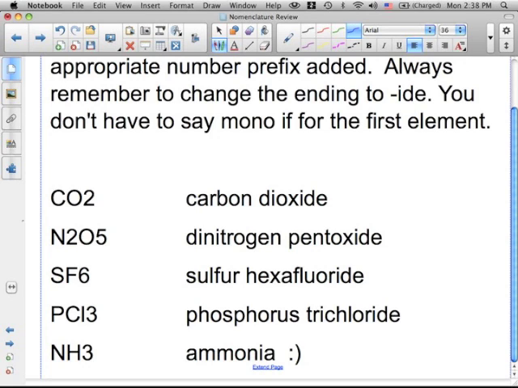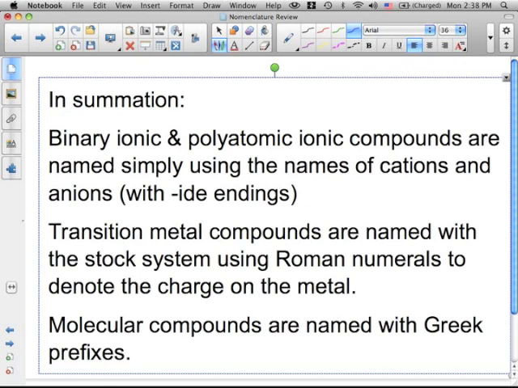PCl3, 1 phosphorus, 3 chlorines becomes phosphorus trichloride, PCl3. NH3, that's a tricky one. That's just ammonia. It's named that way because it's old. It's a common name.